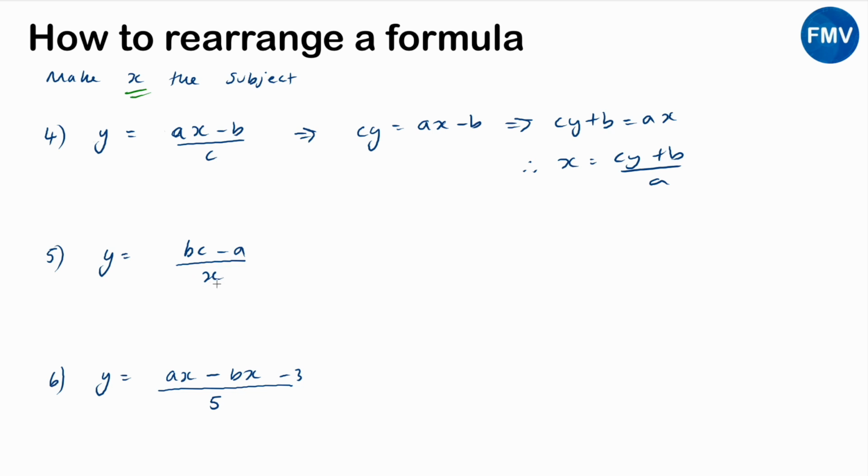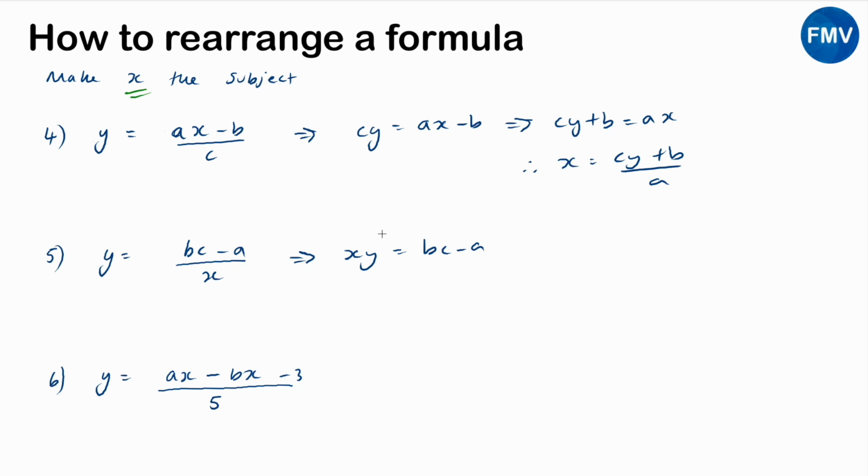If we look at this one here, again, we want x as a subject. So x is a denominator here, and I don't want it as a denominator, so I need to get it off the bottom. So I multiply this whole numerator by x, so those two cancel. I multiply y by x, because I make sure it balances. So now I have xy is equal to bc minus a.